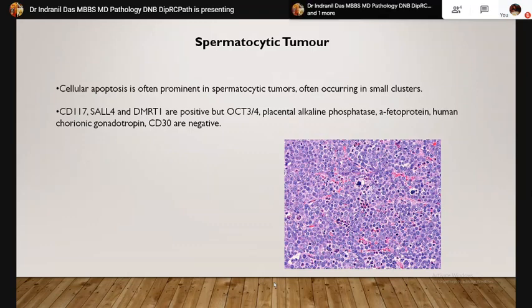The spermatocytic tumor is positive for CD117, SALL4, and DMRT1, but OCT3/4 or placental alkaline phosphatase, alpha fetoprotein, human chorionic gonadotropin, and CD30 are negative in spermatocytic tumor.